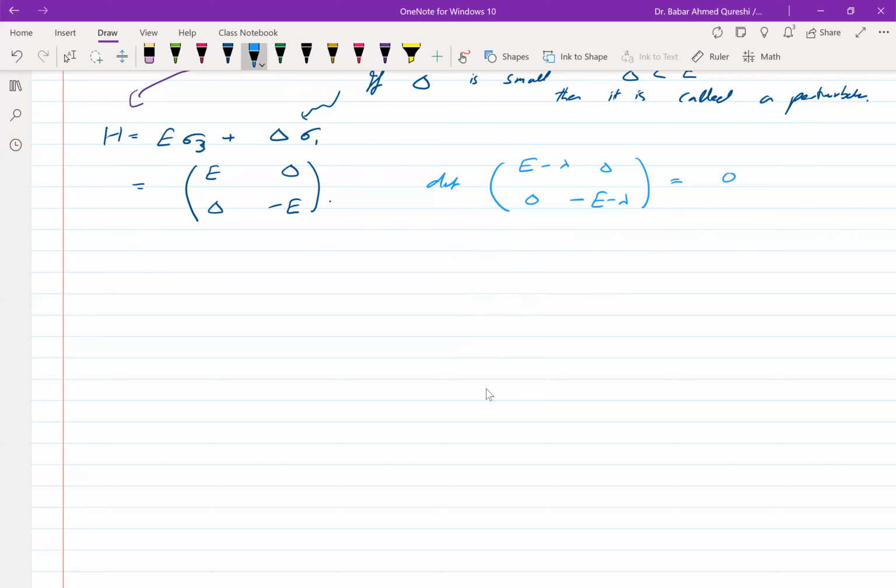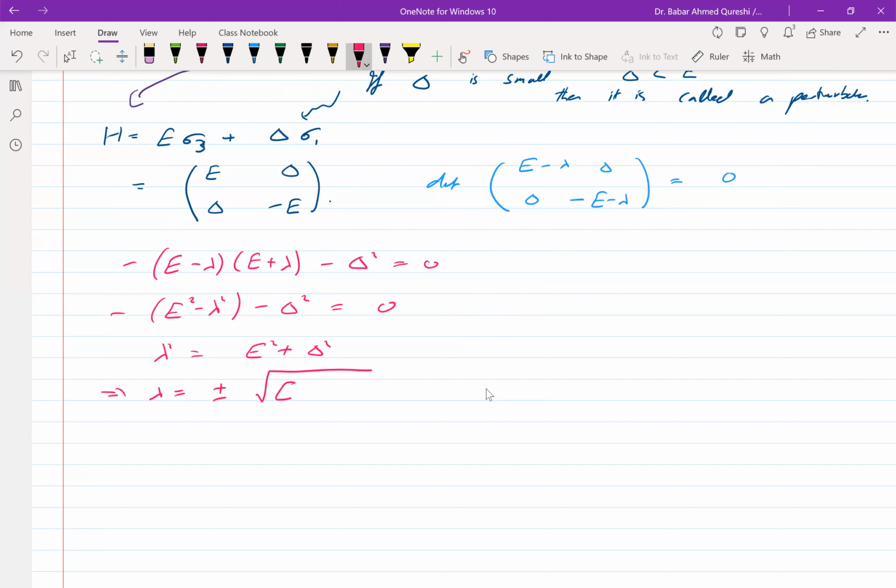Yeah, those were not the eigenvalues I was expecting. So I get E minus lambda, minus E plus lambda, minus del square is 0. Am I right? E square minus lambda square minus del square is 0. So lambda square is E square plus del square. So that means the eigenvalues are plus minus the square root of E square plus del square.